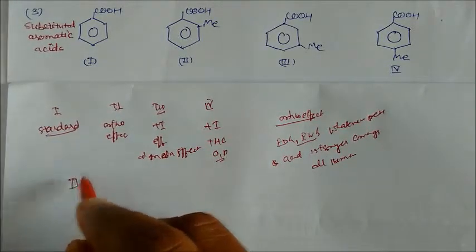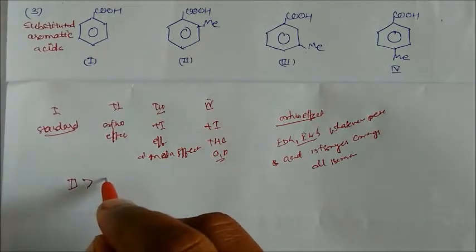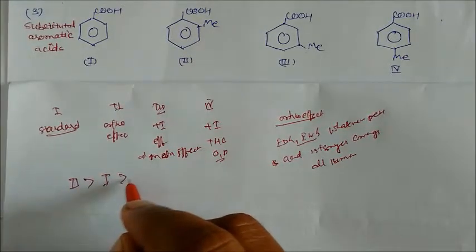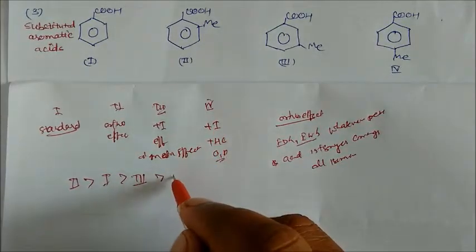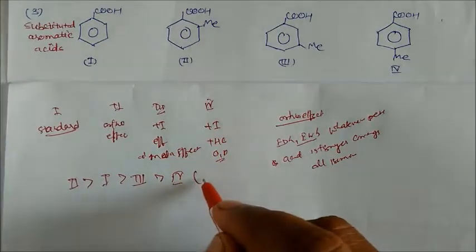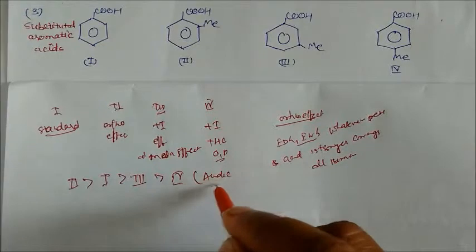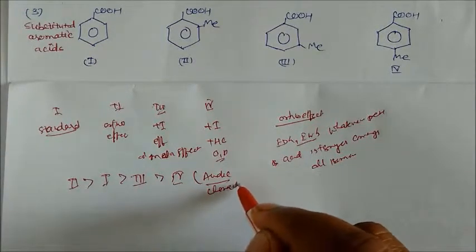first will be your second, due to the ortho effect, then your first, the standard acid, then your third. The third has the plus I effect, then we have the fourth. So this is our acidic character.